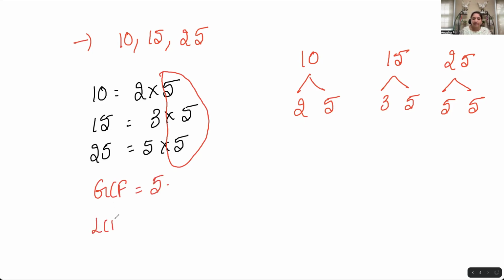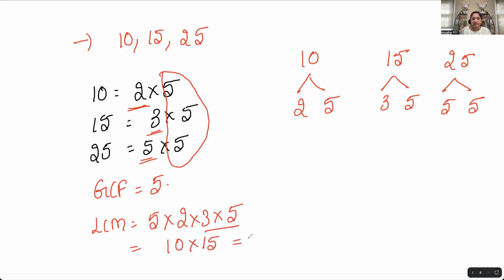And what is LCM? The common factors we will write once, and we will also write the remaining numbers. The remaining numbers are 2 times 3 times 5. 5 times 2 is 10 and 3 times 5 is 15. 10 times 15 is 150. So GCF is 5 and LCM is 150.